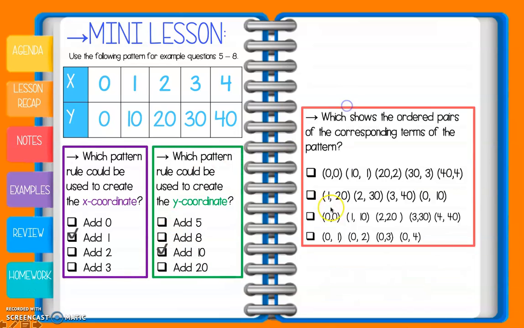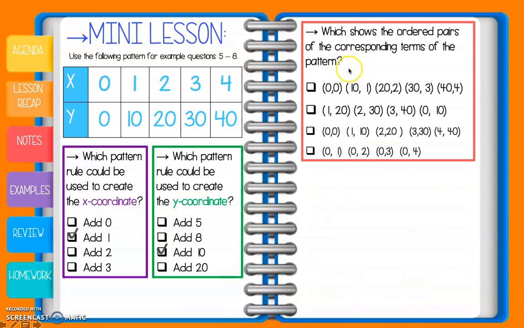Okay, now let's make some ordered pairs. Which of the ordered pairs are the corresponding terms of the pattern? So remember, ordered pairs have to be in parentheses. They have to have a comma separating both numbers. The x value has to be first, followed by the y value second.